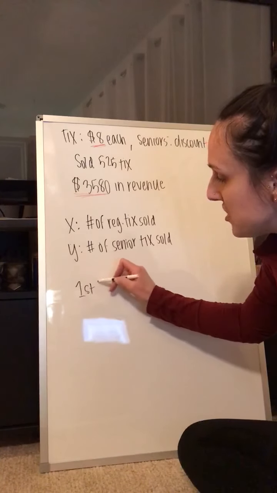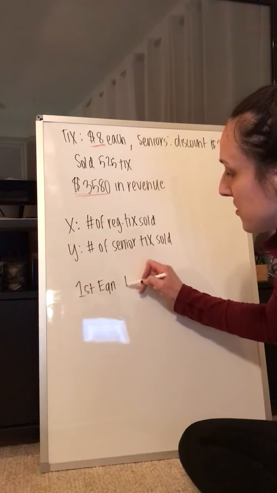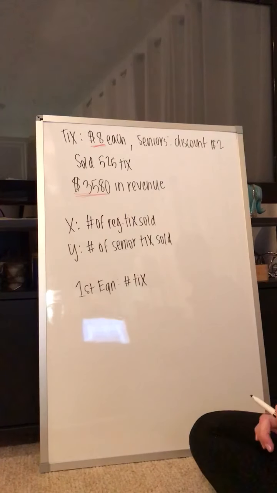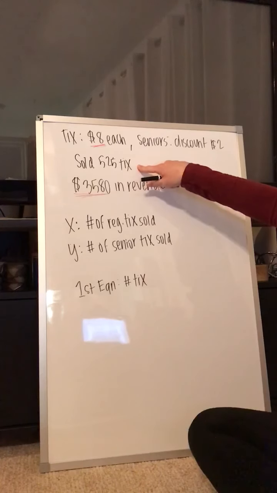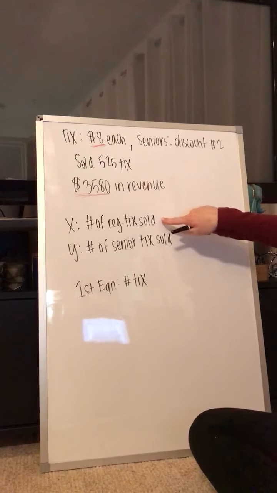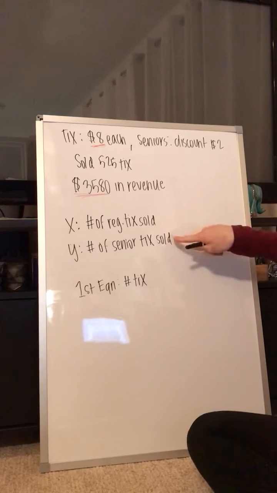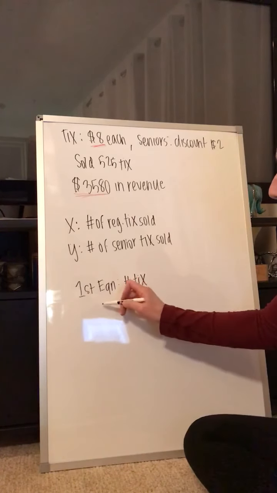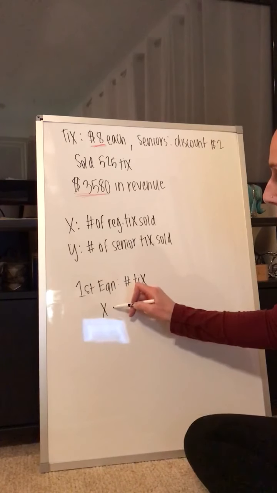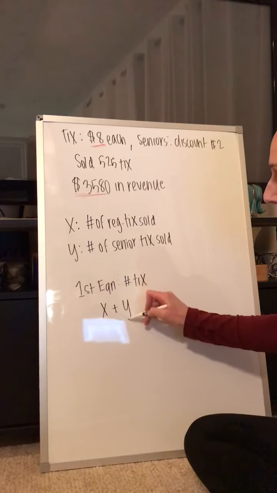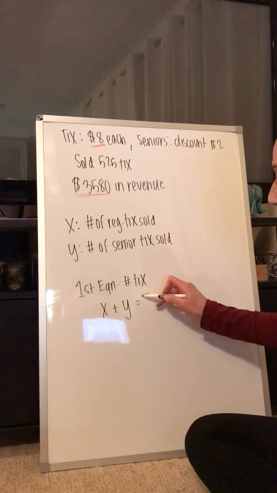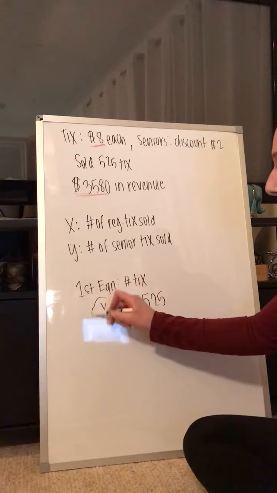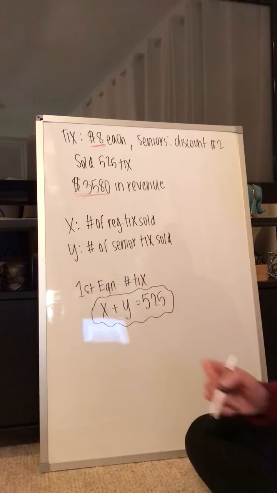I'm going to say my first equation has to do with the number of tickets. It's telling me we've sold a total of 525 tickets, and I know that I have some number of regular tickets sold, and some number of senior tickets sold. So my first equation is going to be the number of regular tickets sold plus the number of senior tickets sold, and the total number of tickets sold is 525. So this is the first equation in my system of equations.